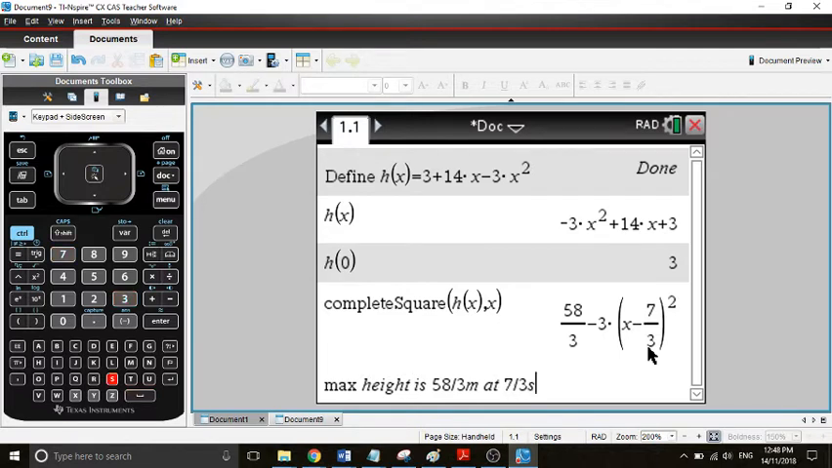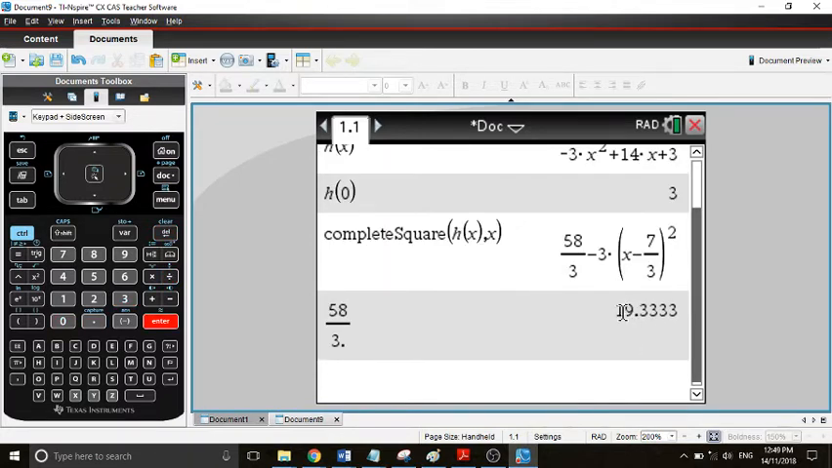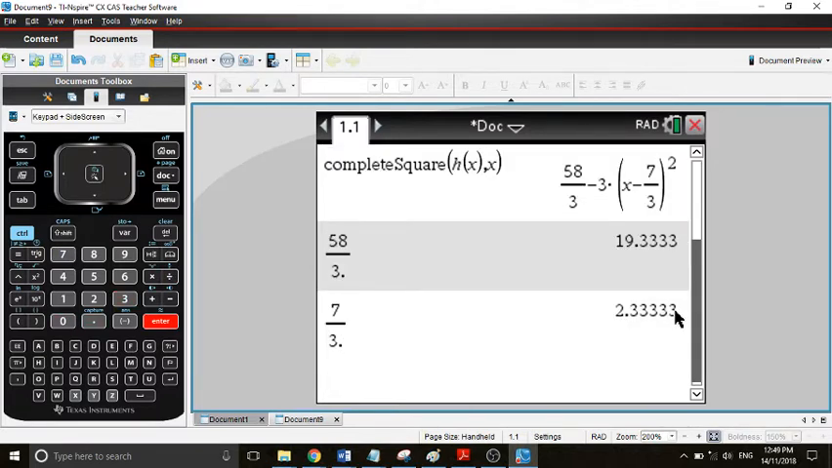So max height is 58 over 3 meters at 7 over 3 seconds. Now, in the real world, we don't talk like that. So we may do 58 divided by 3 to get a decimal answer. So our maximum height is 19.33 meters, and that happens at 7 over 3, which is 2.33 seconds. We may say something like that. So that's part B done.